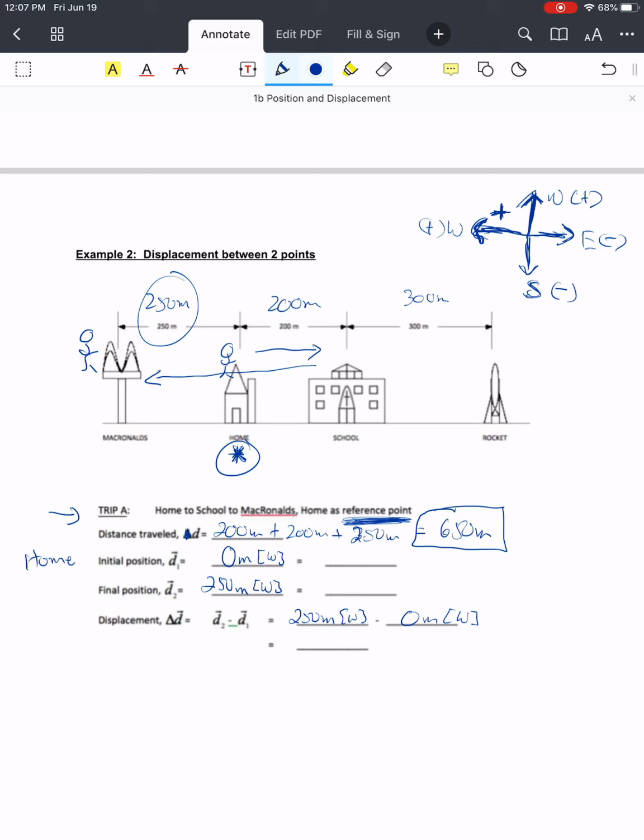So now that I know that west is positive, you see how I put 0 meters west? Well, instead of west, west is positive. So it's plus 0 meters. And instead of saying 250 meters west, west is positive. So I'm going to put positive 250 meters.